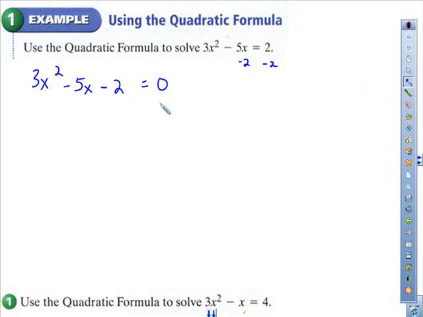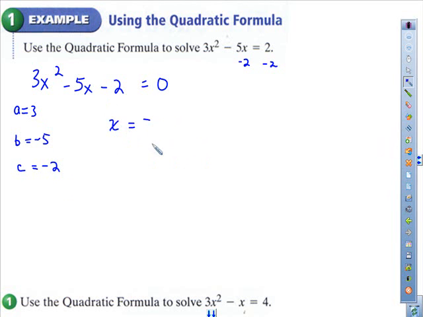Once the problem equals 0, what I like to do is find the values of a, b, and c. So I know a is equal to 3, b equals negative 5, and c is equal to negative 2. Now set up the quadratic formula and plug in the numbers for a, b, and c.